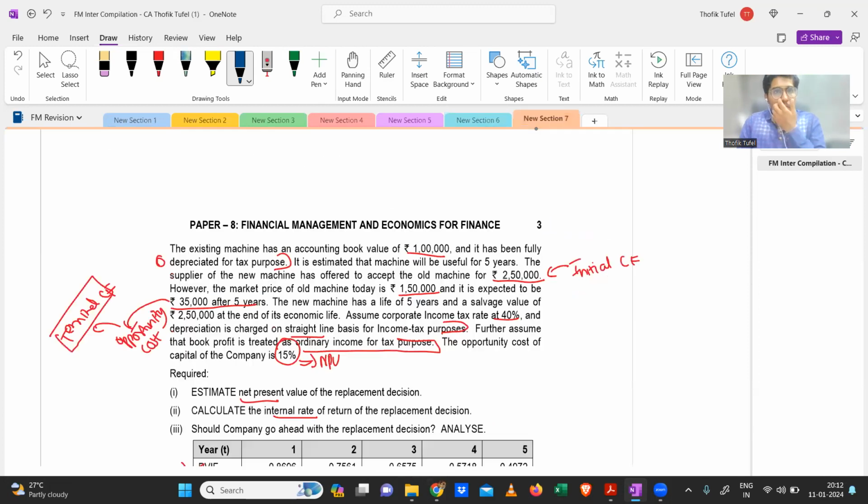Now, I already told you, whenever this word book value comes, it means that you have to calculate the capital gain taxes also. As per income tax, the book value is 0. But for this 0 value, I'm getting 2,50,000 rupees. So what is my gain? My gain is 2,50,000 rupees. On this gain, I have to pay some taxes, correct? So I'm having a tax expense, which is an outflow. So tax expense of 2,50,000 rupees into 40%.